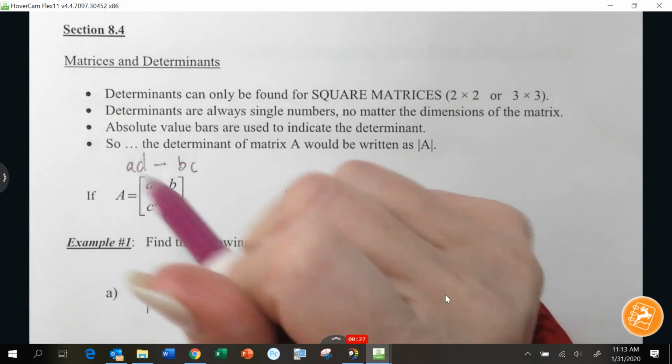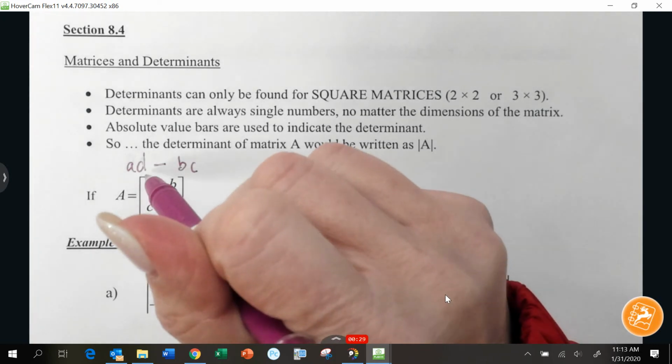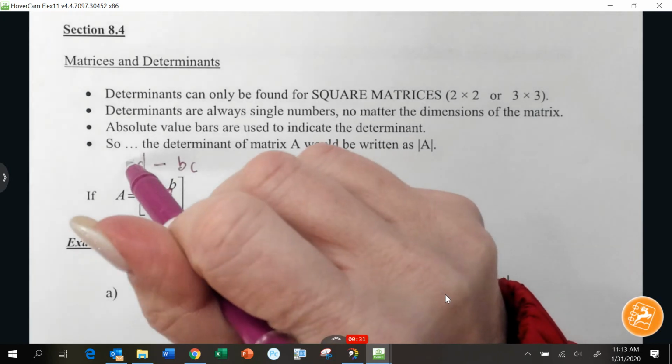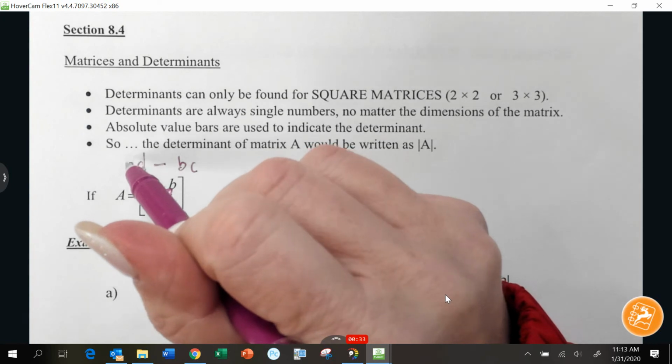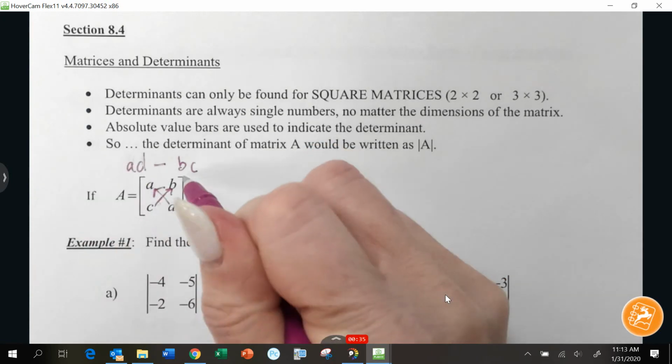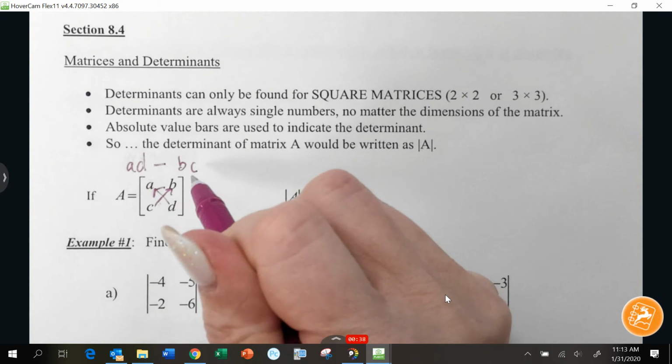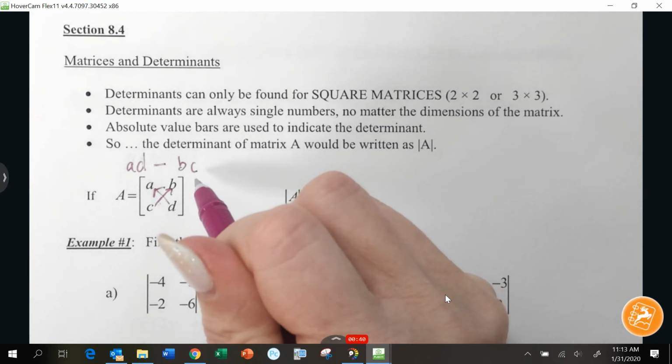So you have to cross multiply up, and whatever comes first, that's the one that gets positive. Whatever comes second when you multiply up, that's the one that subtracts. Okay?